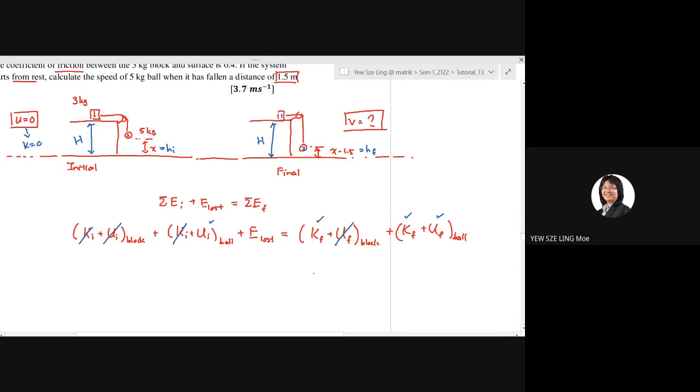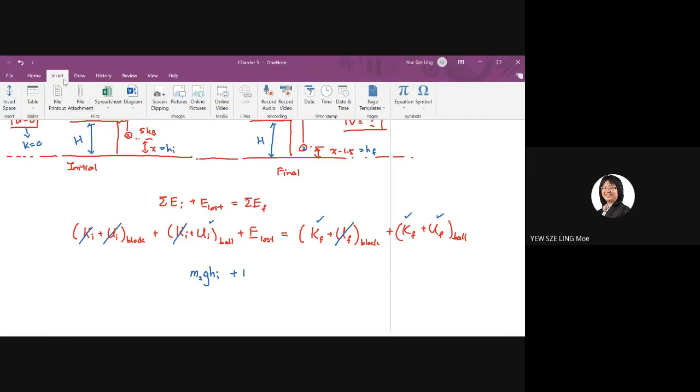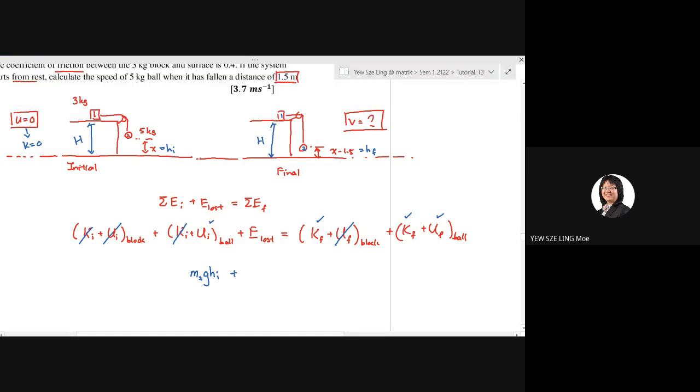Now next, what am I going to do? I'm going to expand the equations. So for the ball, m2 g h initial, or you can write m ball, it's up to you, plus energy loss. Do we have any information about energy loss? No, but what we do have is the coefficient of friction, which is 0.4. So in that case, I might need to expand my equations a little bit, because now the information given is the coefficient of friction. So we cannot just leave it in terms of E loss. We have mu equals 0.4.